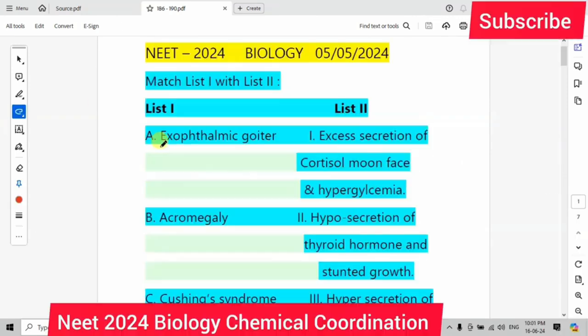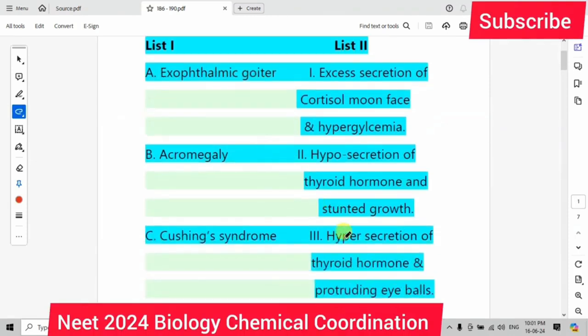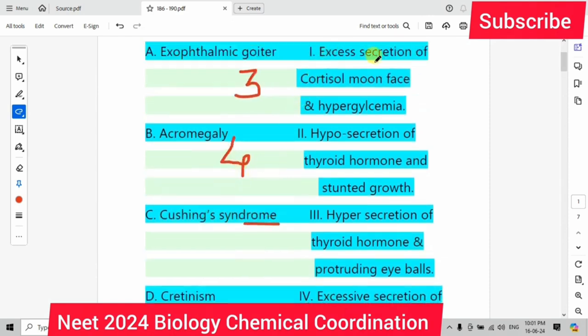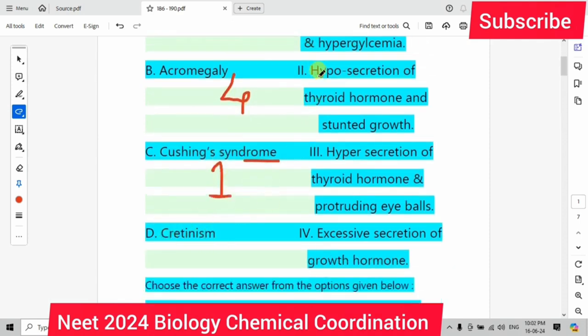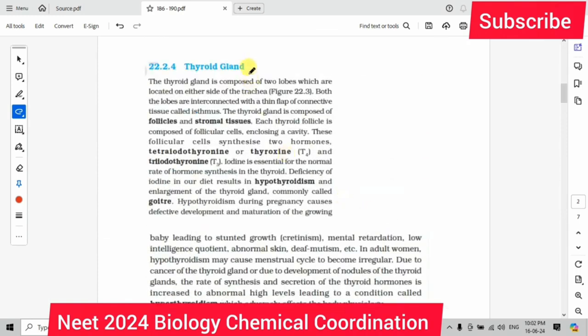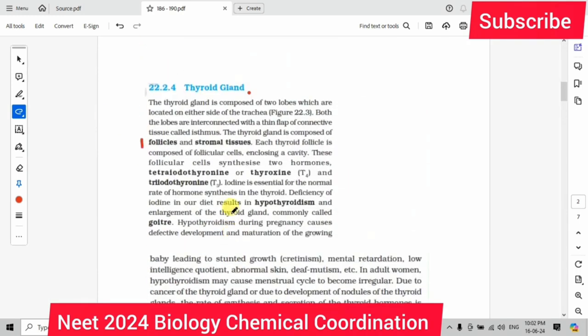Exophthalmic goiter is 3, hypersecretion of thyroid hormone and protruding eyeballs. Next, acromegaly. It is 4, excess secretion of growth hormone. Cushing's syndrome is 1, excess secretion of cortisol, moon face and hyperglycemia. Next, cretinism. It is 2, hyposecretion of thyroid hormone and stunted growth. So it is 3412. Option 3 is the answer. You can see the NCERT regarding the thyroid glands, from the chapter known as chemical coordination.